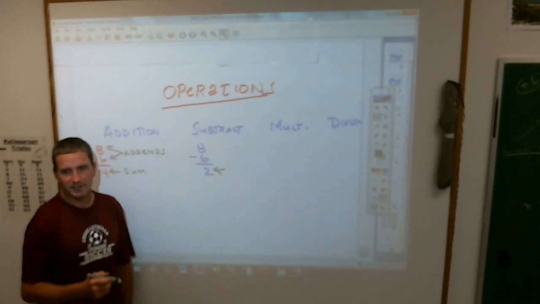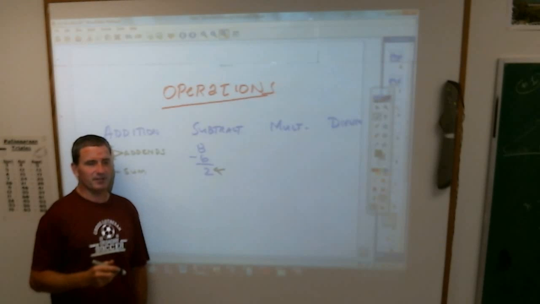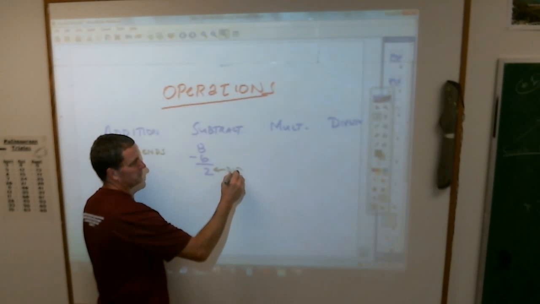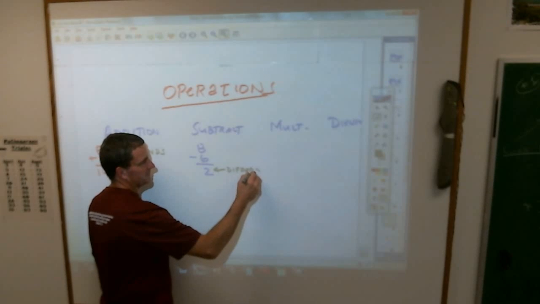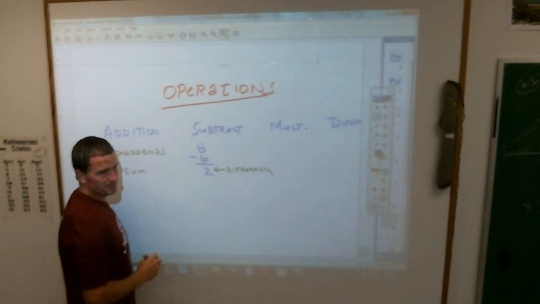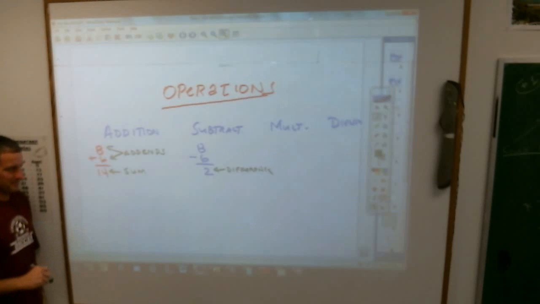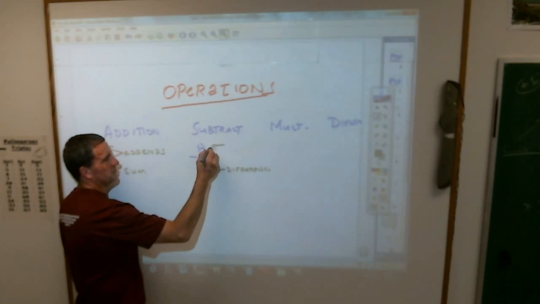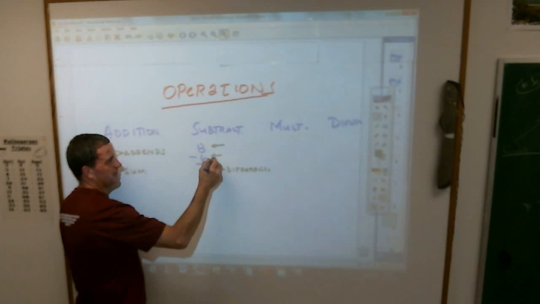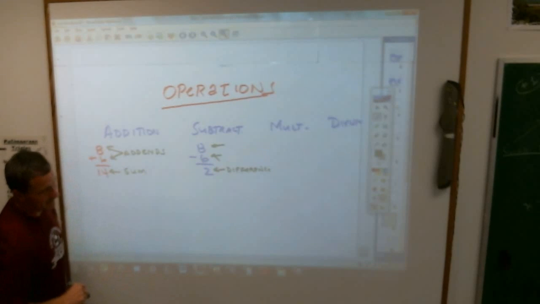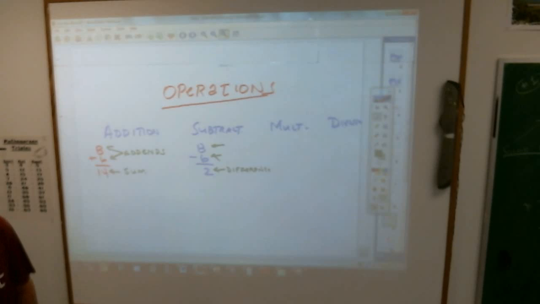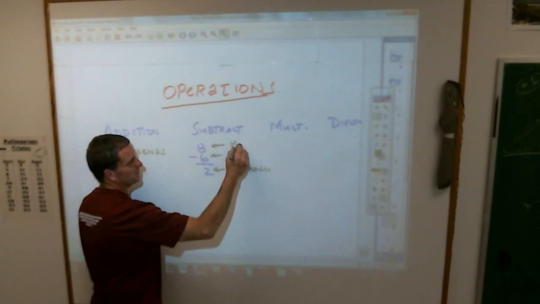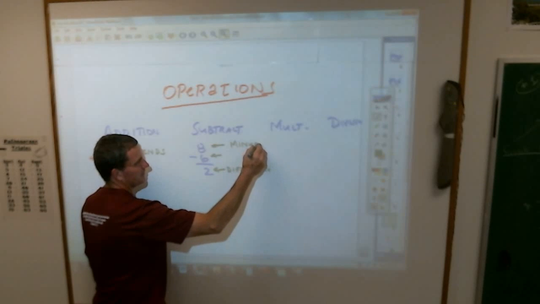Maybe not as easy as we thought. The answer to a subtraction problem is called the difference. These 2 here cannot be switched around, and they do have different names. The big number that is getting subtracted from is the minuend. Again, not something we talk about all the time.